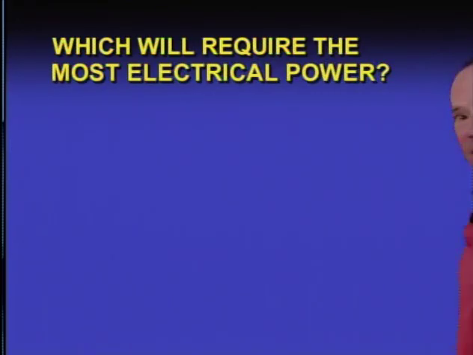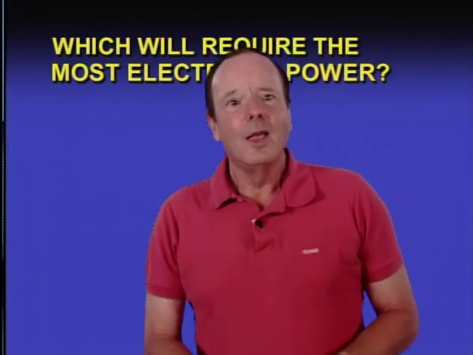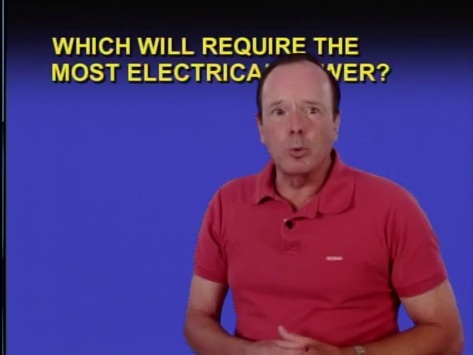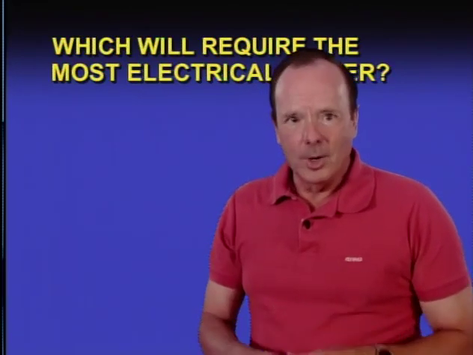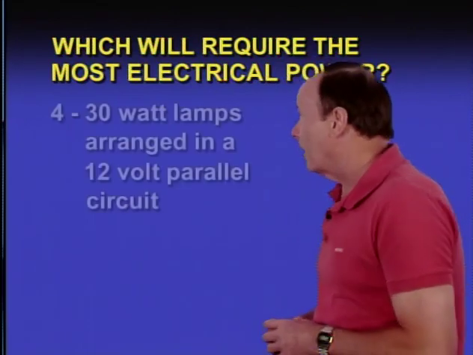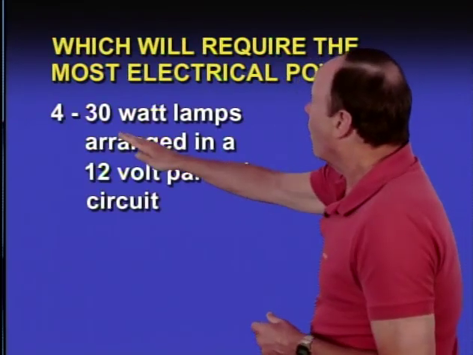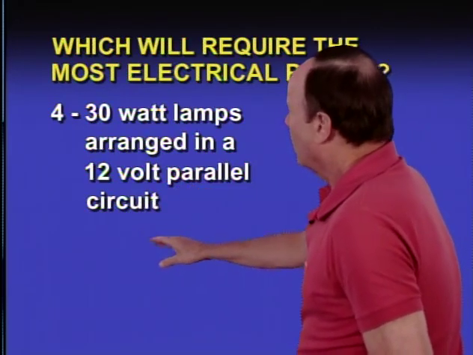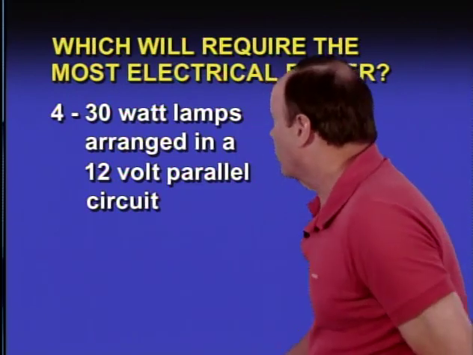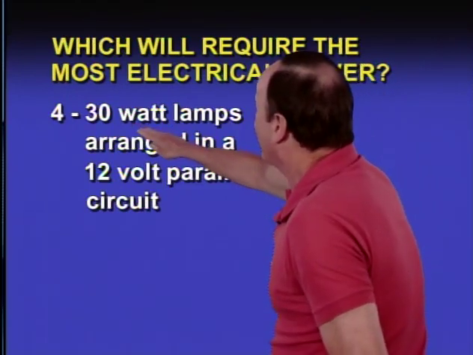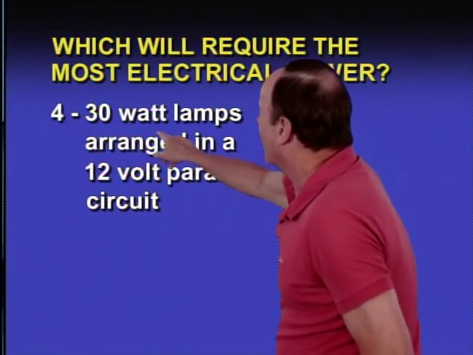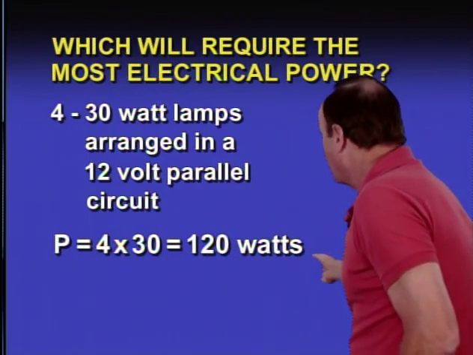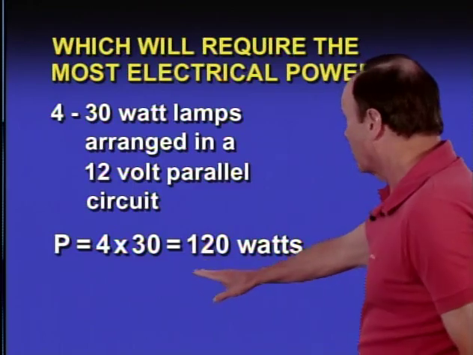Now, here's a question the FAA is going to ask you that I think is actually kind of fun. It involves 3 different types of electrical systems, and it asks which one of these will require the most electrical power. Well, let's take a look at each of these 3 situations one at a time. In the first one here, you have 4 30-watt lamps, arranged in a 12-volt parallel circuit. Now, they ask you about power, and what's the term you use to describe power? It's watts. So they've already told you you have 4 30-watt lamps, so the total power is going to be 4 times 30, or 120 watts right there, and that is deceptively simple, so the first circuit is 120 watts.